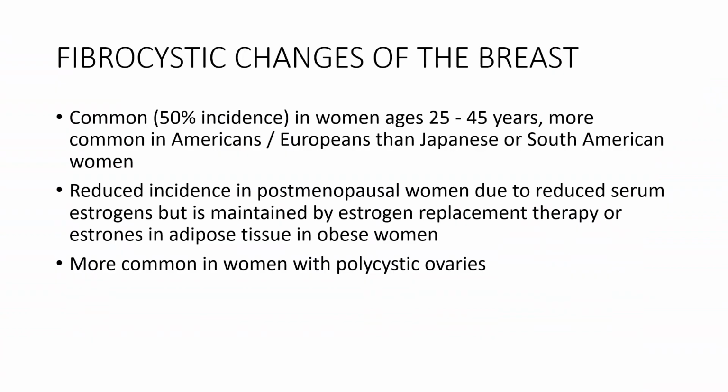Next is fibrocystic changes of the breast. This is a benign entity as well, but it is commonly seen in women aged 25 to 45 years old. There is reduced incidence in postmenopausal women due to reduced serum estrogens, but it is maintained by estrogen replacement therapy or estrones in adipose tissue in obese women. Fibrocystic changes of the breast are also common in women with polycystic ovaries.